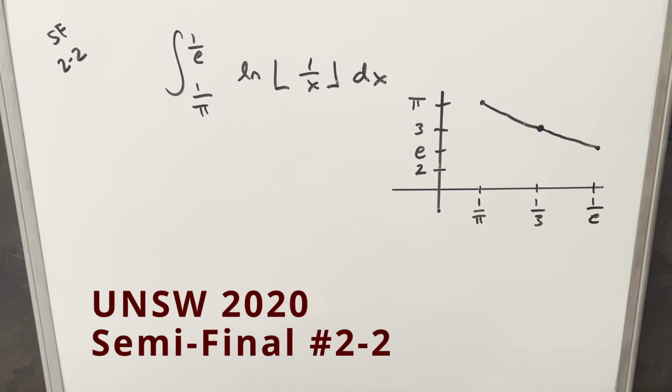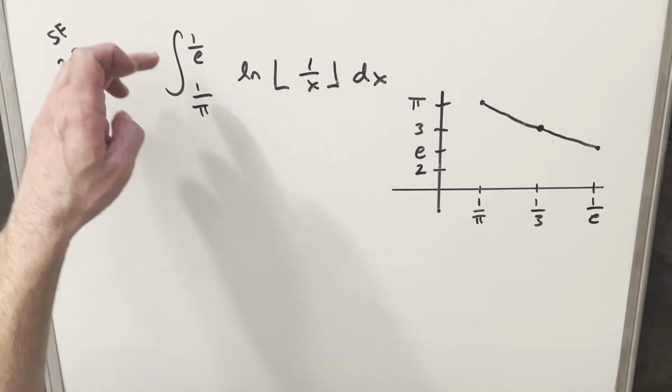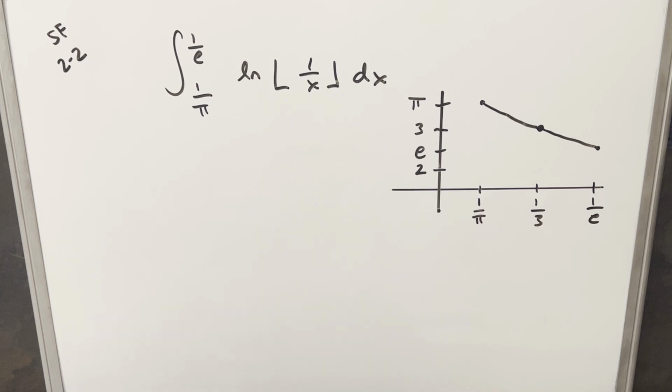Okay, we have here today another interesting integral from the UNSW Integration Bee from 2020. This was semifinal round 2, problem 2. We have the integral from 1 over pi to 1 over e of the natural log of the floor of 1 over x dx. I thought this was pretty interesting just because so much of this is going to be interpreting it and understanding these unusual bounds and looking at the graph.